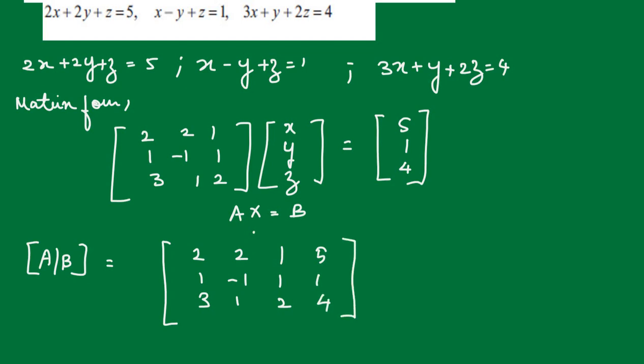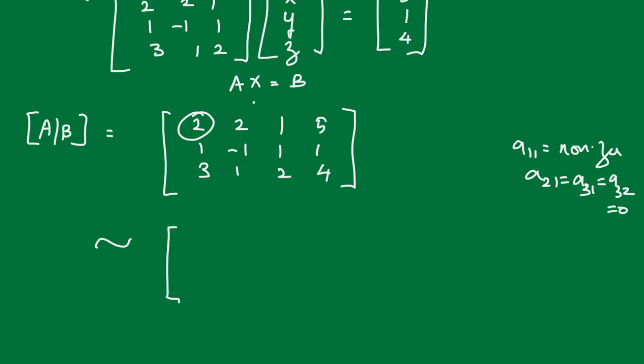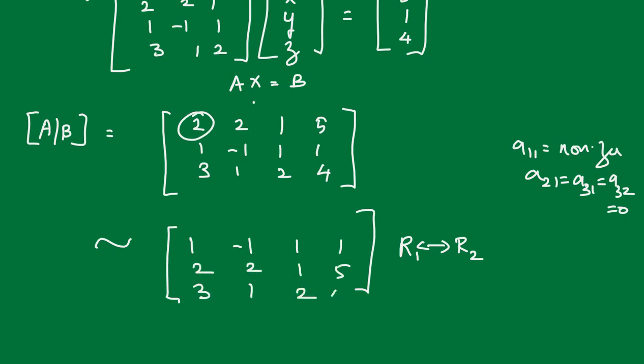We are going to bring this to the echelon form. It will be easy for us when the first entry is non-zero. In row echelon form, the first entry is non-zero and the elements A21, A31 and A32 become 0. So first let me bring the first element to 1 by interchanging R1 and R2. So we interchange R1 and R2: [1, -1, 1, 1; 2, 2, 1, 5; 3, 1, 2, 4].